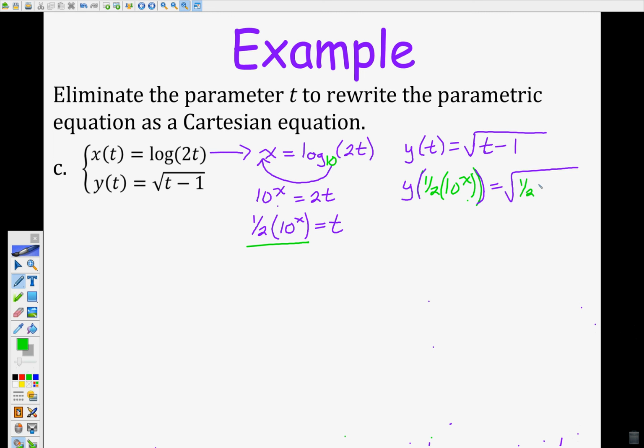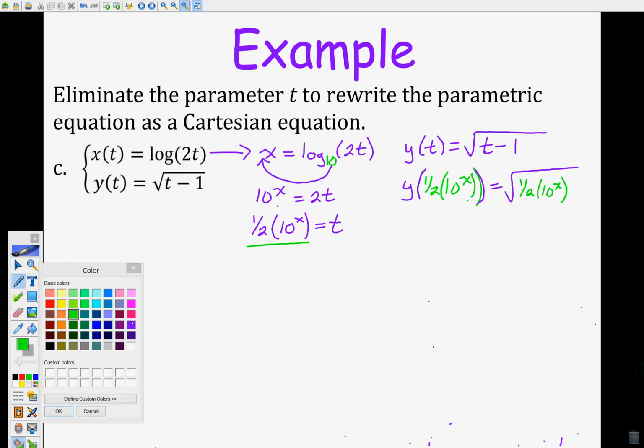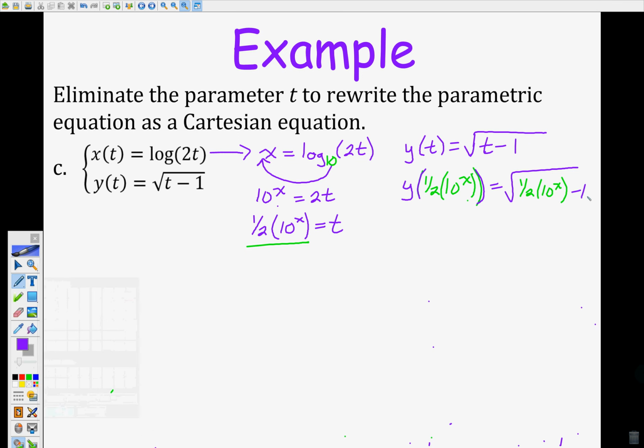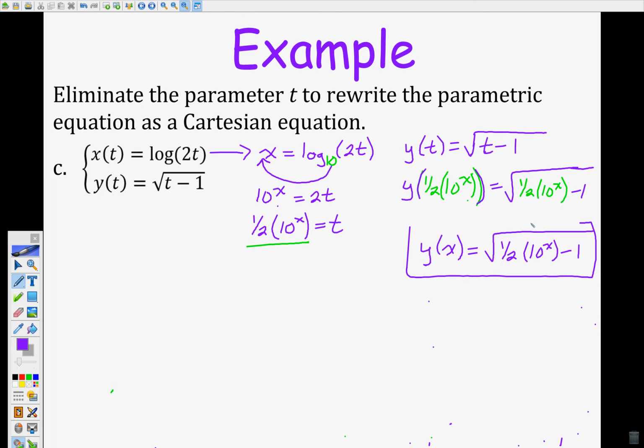1/2 10 to the x minus 1. And this one, there really isn't any simplification. So my final answer is just that. It is just 1/2 10 to the x minus 1. And that's it. That one is done.